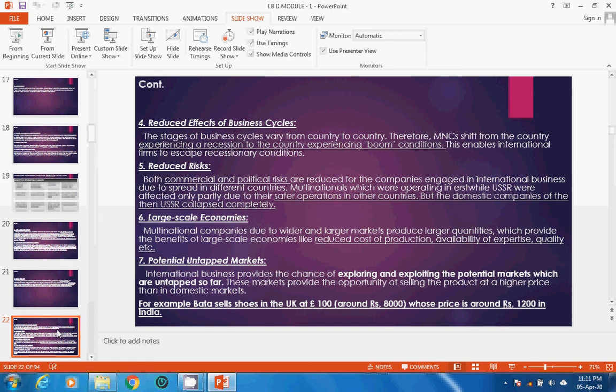Potential untapped markets. International business provides the chance of exploring and exploiting potential markets which are untapped so far. It provides the opportunity for international business firms to sell their commodities at a higher price than in the domestic market in those economies which have not yet been tapped. For example, Bata sells shoes in the UK at 100 pounds sterling, around 8,000 rupees, whose price is around 1200 in India.